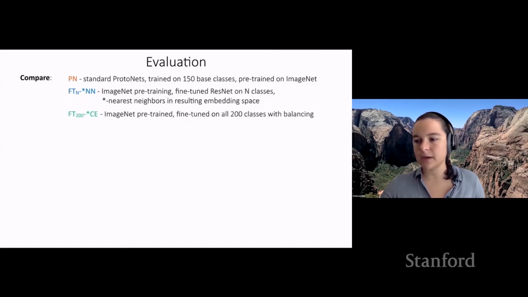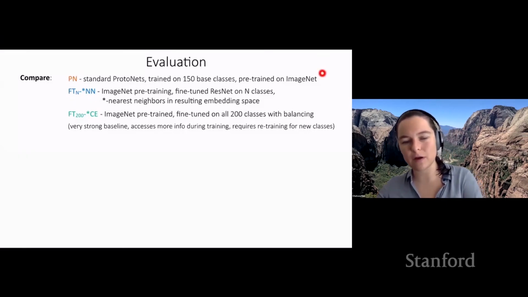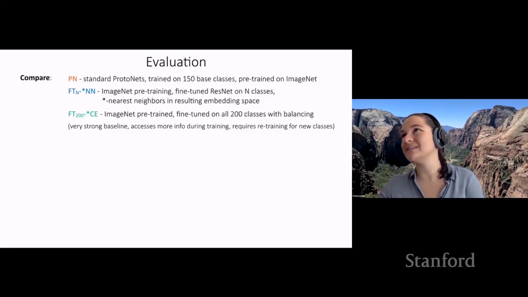And then lastly, they compared to an ImageNet pre-trained model that's fine-tuned on all 200 classes using balancing. This last method is a pretty strong baseline. It accesses more information during training than both their approach as well as these two baselines. Also, if you want to introduce new classes into your data set, it requires completely retraining for those new classes. So in some ways, this method is a bit privileged. It has more information and requires more compute than the other methods.